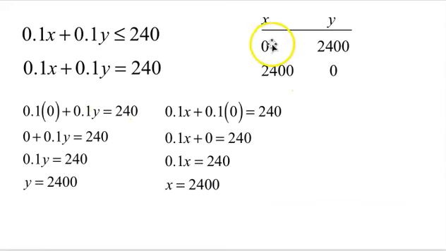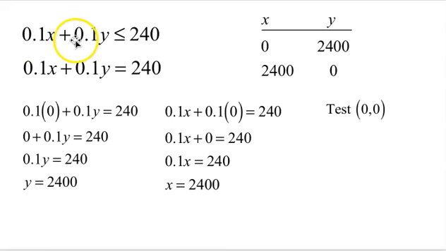So we have those 2 points, the y-intercept and the x-intercept. Which way are we going to shade? Towards 0, 0 or away from 0, 0? So I'm going to call 0, 0 my test point. If I plug 0, 0 in, do I get a true statement or a false statement?